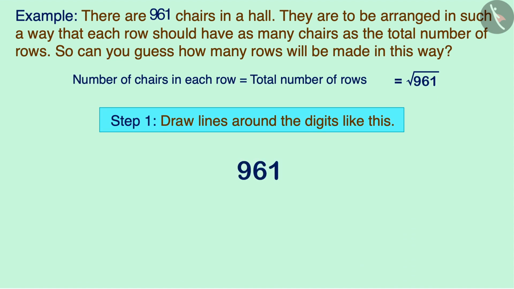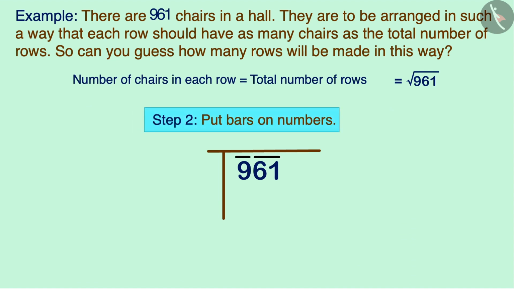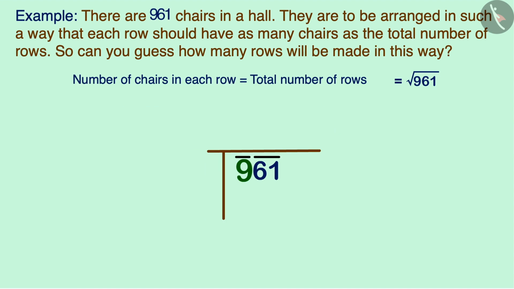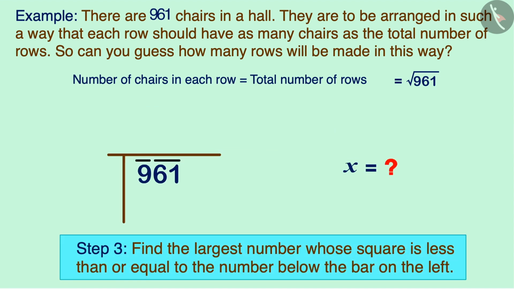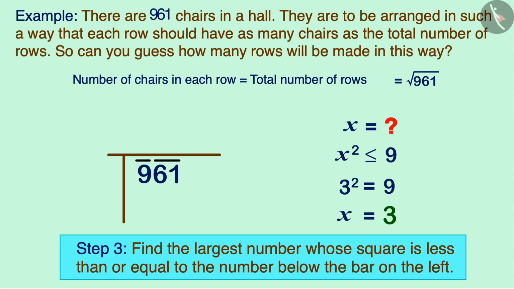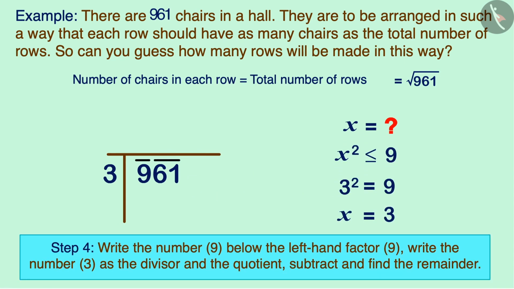First of all, we will draw lines like this around the number 961 and then put bars on it. The number of digits in this number is odd, so there will be only one digit below the leftmost bar. Now, we will find a number whose square is equal to or smaller than 9, that is, the number below the leftmost bar. Here that number is 3. 3 is the divisor of this number and also the first digit of the quotient.